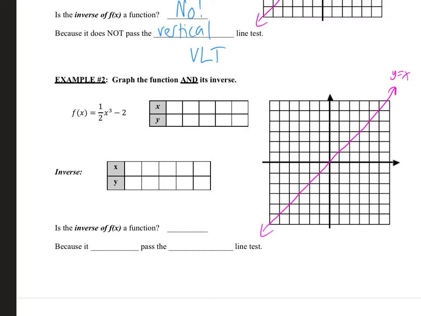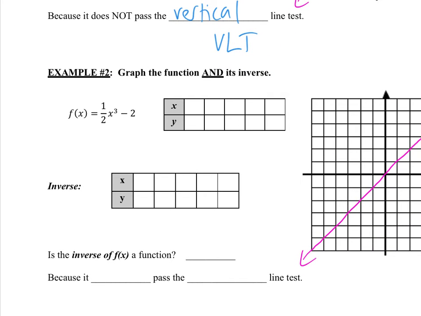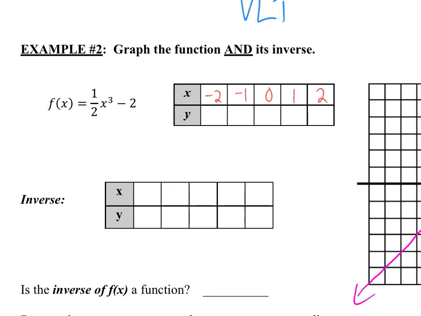All right, so let's go ahead and make some points here. Again, I just use -2, -1, 0, 1, and 2. Those are some good points to plug in. You're literally going to plug that into your calculator. You're going to do parentheses 1 divided by 2, and then parentheses -2 to the power of 3, and then minus 2. You're going to plug into your calculator exactly as you see it.